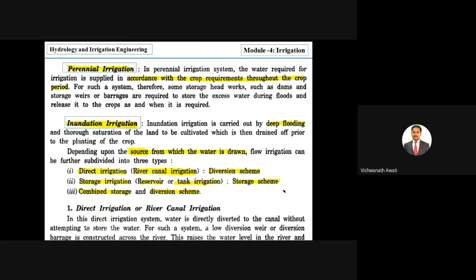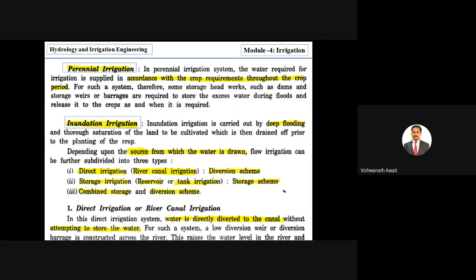In this direct irrigation system, water is directly diverted to the canal. What is very important is that water is directly diverted into the canal without attempting to store the water. Very important. See what you mean by direct scheme, right? In this direct scheme, the water is directly diverted to the canal without attempting to store the water. There is no storage of water.